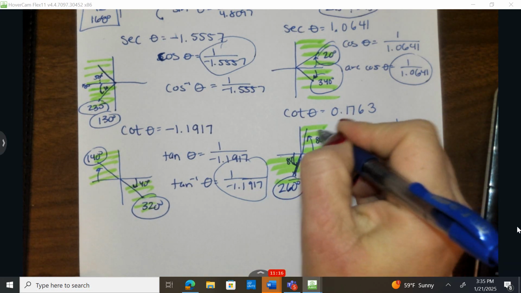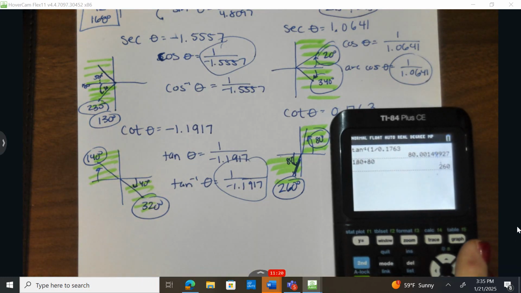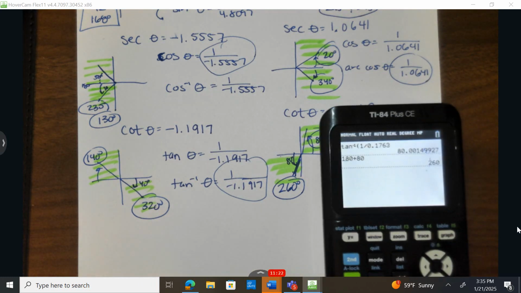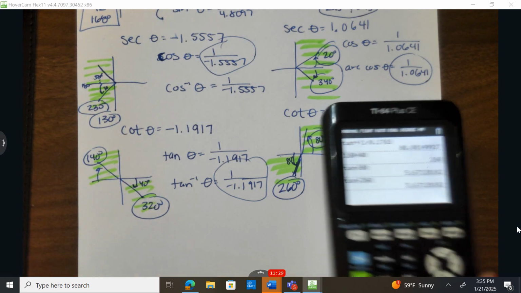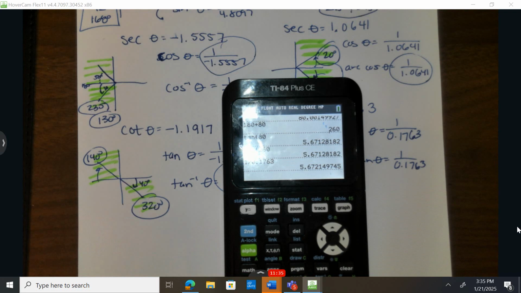So I'm checking 260 and 80. I believe they're going to give me the exact same values. Let's go ahead and try this. Tangent of 80, tangent of 260, we can see they are the same. And if I take 1 divided by 0.1763, we get the exact same thing.